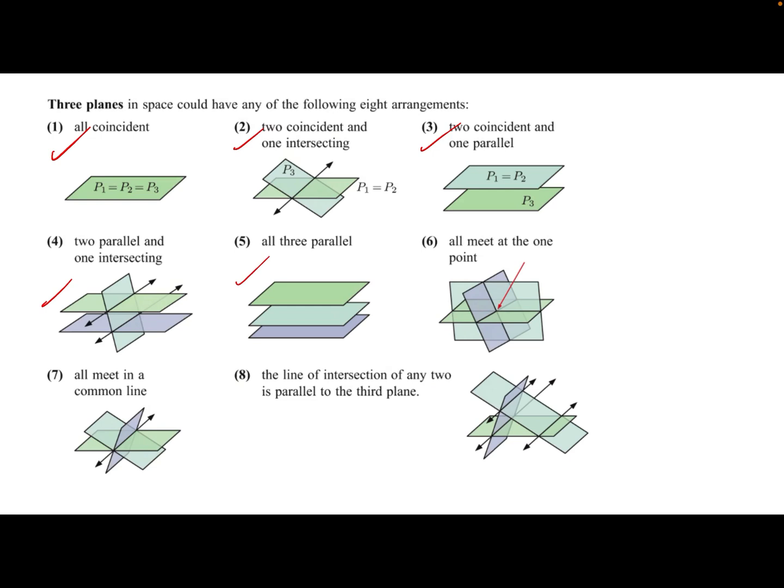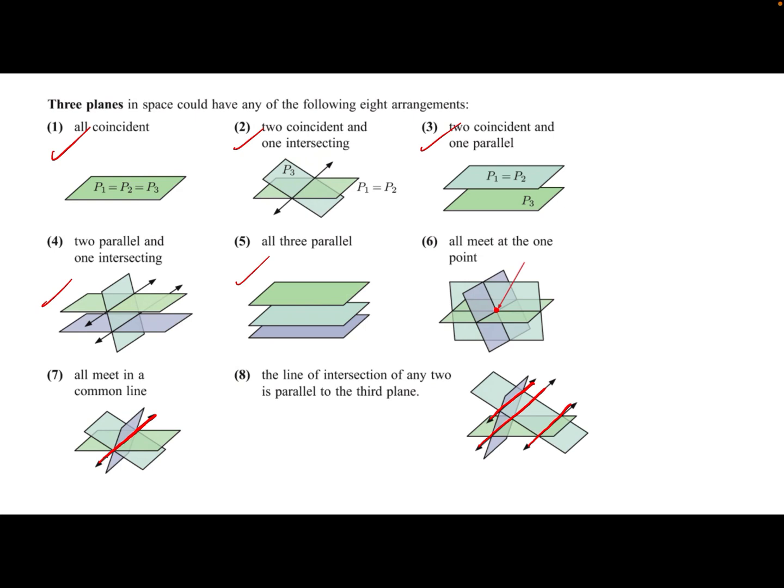Now they all might meet at one single point. All the planes meet at a single point. Or they might all meet at a common line, such as here. So they don't meet at a single point, they all meet at a single line. Or they all sort of intersect each other in a sort of triangular way. So the line of intersection of any two is parallel to the third. So these lines of intersection are all parallel to each other. That would be the final option.